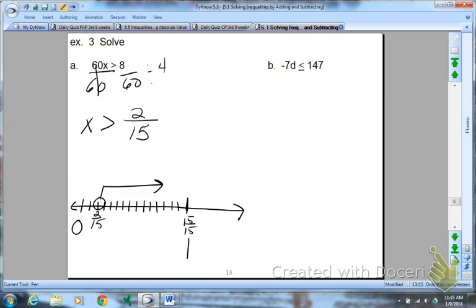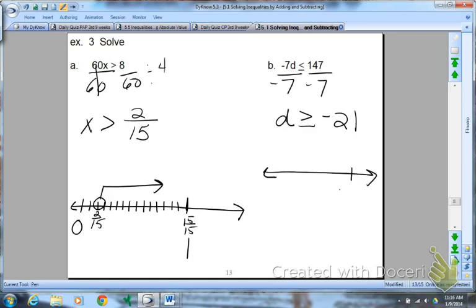All right, example B, where you divide both sides by a negative 7. We divided both sides by a negative number, so we flip it and it becomes greater than or equal to. Now, I'm thinking 147 divided by 7. 7 goes into 147 evenly 21 times, so the answer is negative 21. Graph it. Closed circle, and it goes to the right.